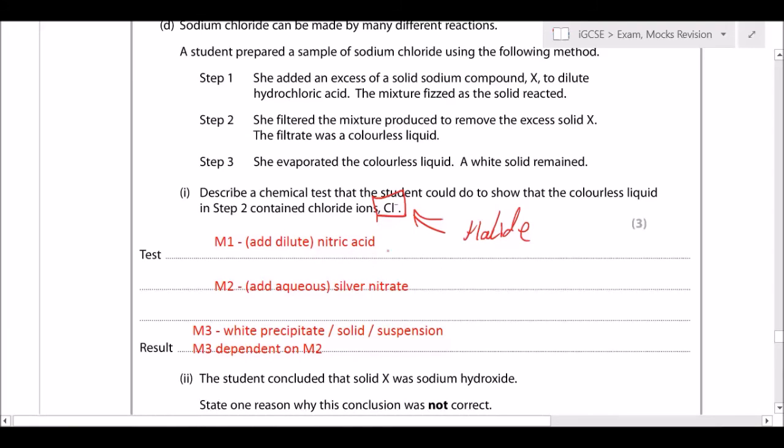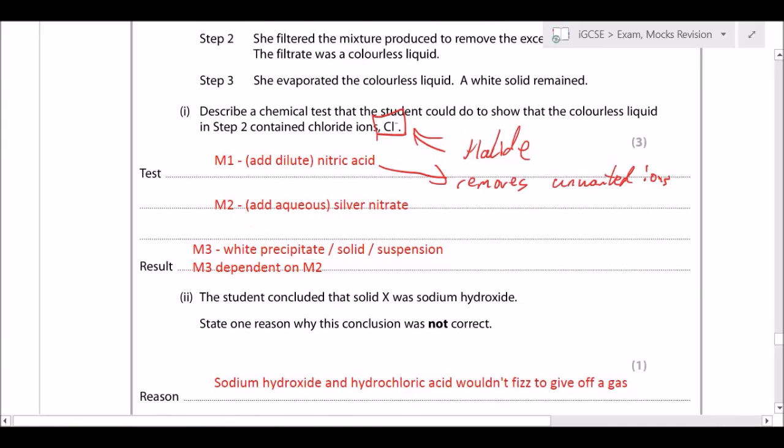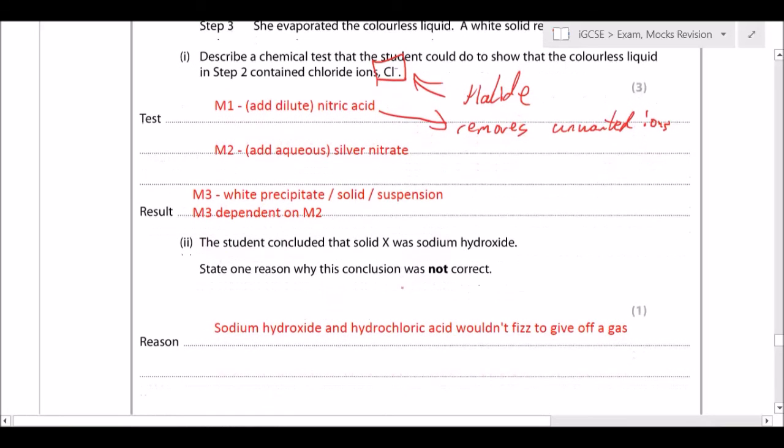Nitric acid, as in your previous test, removes unwanted ions. The silver nitrate is what's going to react with the chloride, where the nitrate is displaced by the chlorine. And then the result, you'd see a white precipitate, or a white solid, or white suspension. You needed these two to get Mark 3. Mark 3 was dependent on Mark 2.